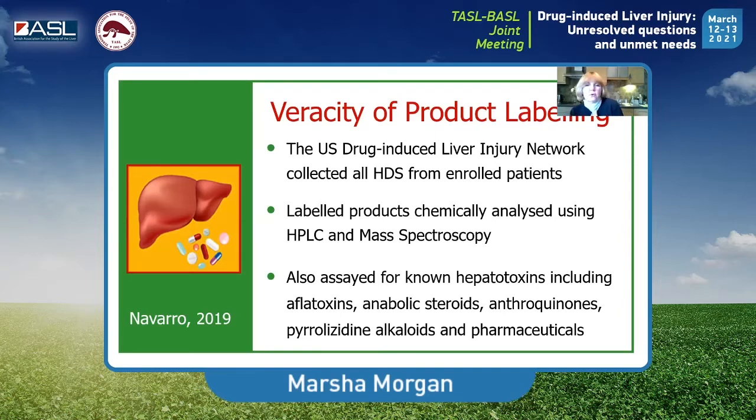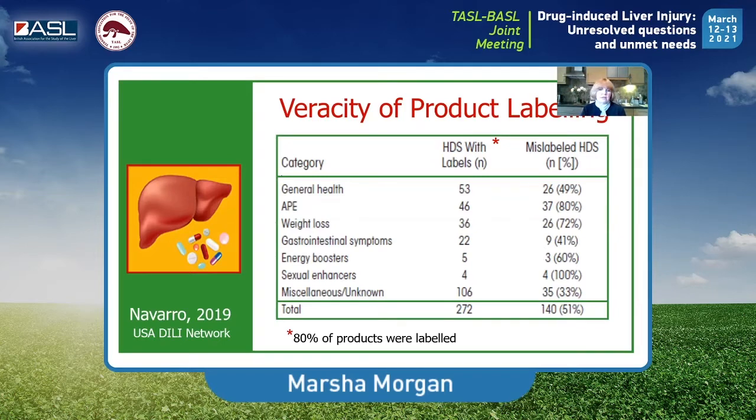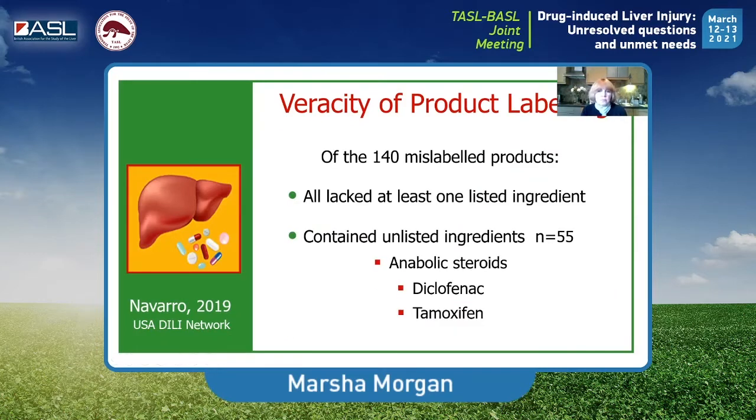This was addressed by Navarro and the US DILI network when they collected all the HDS products from their enrolled patients. Those that had labels of ingredients were chemically analyzed, and they were also assayed for known hepatotoxins, including pharmaceuticals. What they discovered was that 80% of the products were labeled, 20% were not, but of those that were labeled, 51% were mislabeled. Of the 140 mislabeled products, they lacked at least one of the listed ingredients. So compounds that were supposed to be there were not. Of greater concern, however, was that in 40%, there were unlisted ingredients: anabolic steroids added to performance enhancers, tamoxifen added to bodybuilding compounds, and diclofenac to the arthritis compounds. So no wonder they worked.